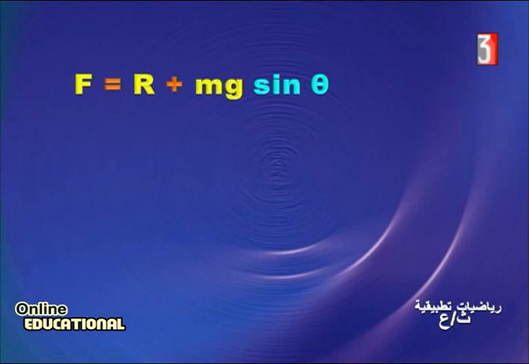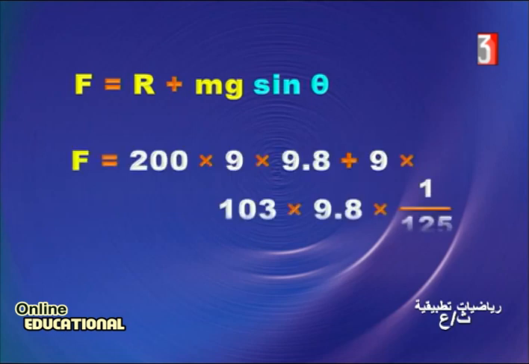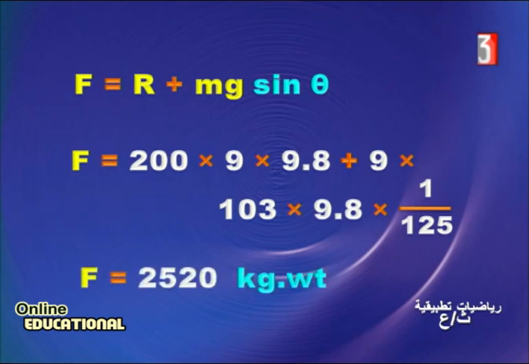Then F equals 200 kilogram per each ton, times 9, the number of tons, the mass of the car, times 9.8, then R in this case in Newton unit, plus mg sine theta. M equals 9 ton, multiply 1000 or 10 power 3, multiply 9.8, multiply 1 over 125. Then the force equals 2520 kilogram weight.